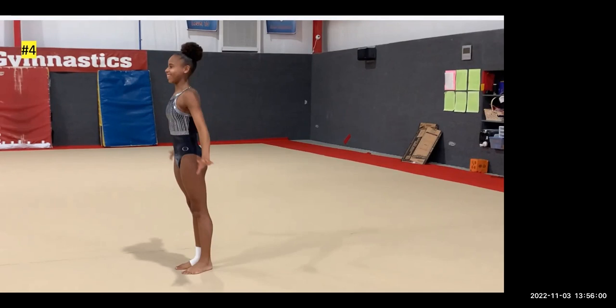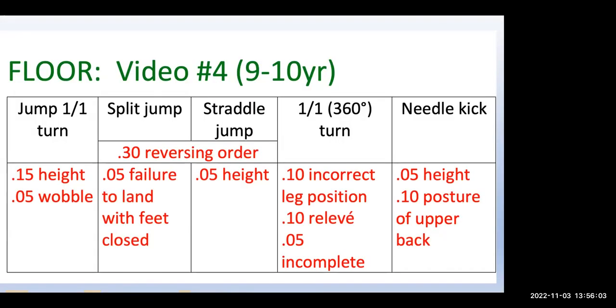So jump full turn, height and wobble. Then I hope you caught this. She does a split jump, straddle jump. She does a straddle jump, split jump. Now they're beautiful jumps. A little bit of height on the straddle jump, and she didn't close her feet, but they're in the reverse order. So I hope you caught that.